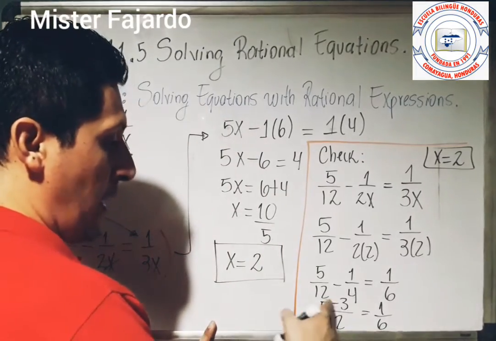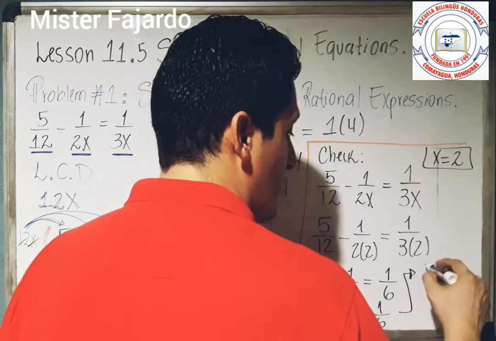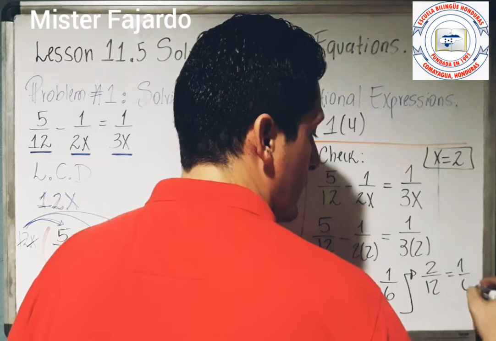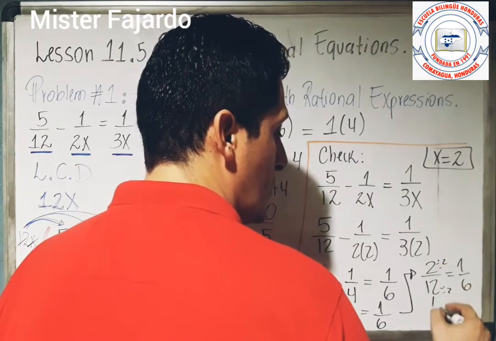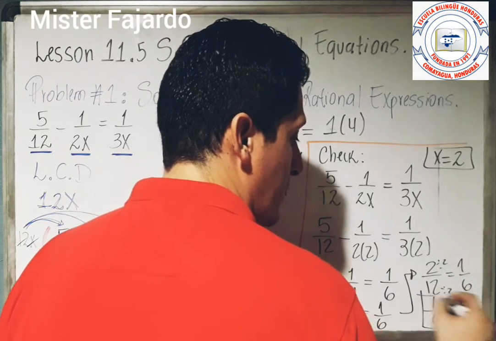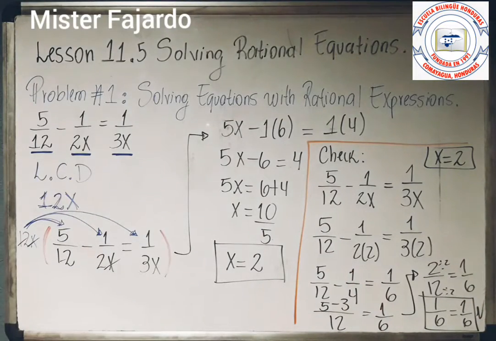If you do that, 5 minus 3, you're going to have 2 divided by 12 equal to 1 over 6. If you simplify this, dividing the two terms, you're going to have 1 over 6 equal to 1 over 6, okay? That means that your solution is good. It's the right answer, okay? Remember, you need to use the least common denominator, and then when you already find the value of the variable, you need to do a check also, okay?